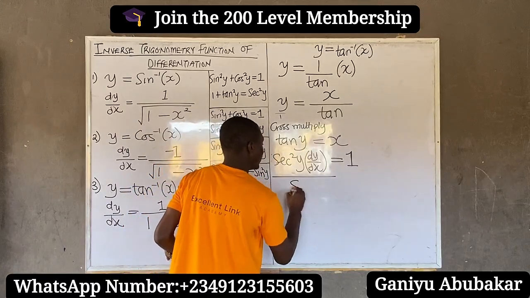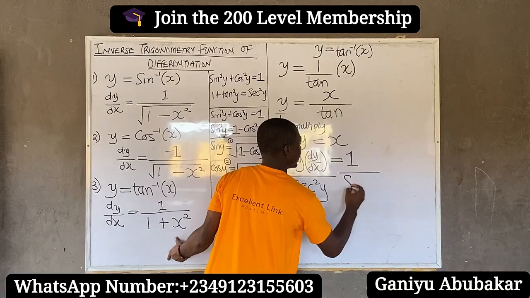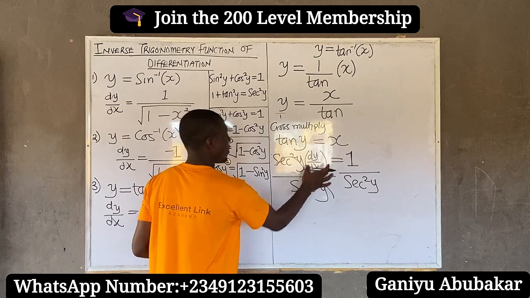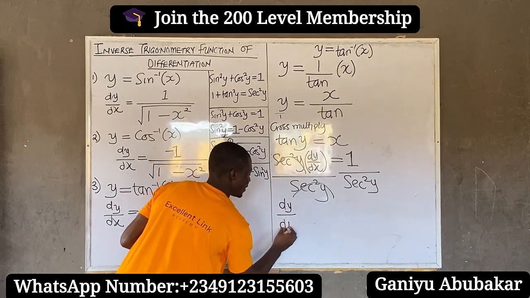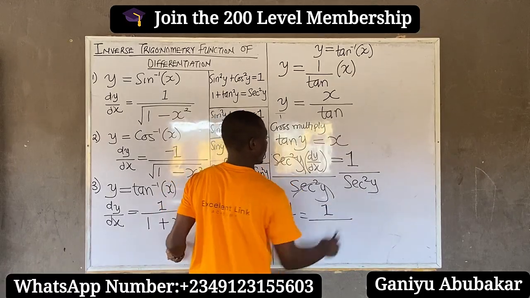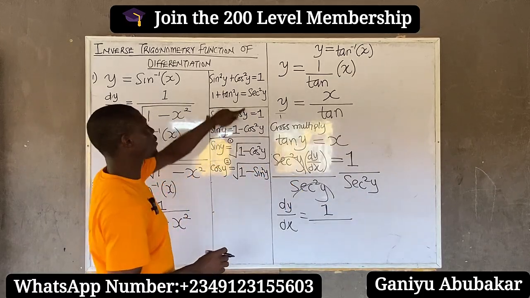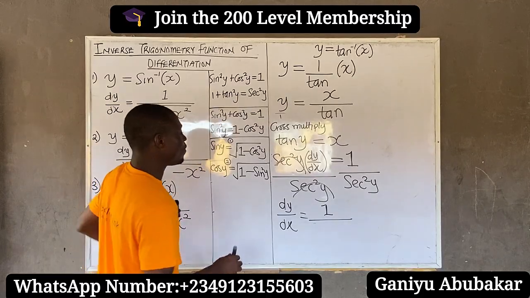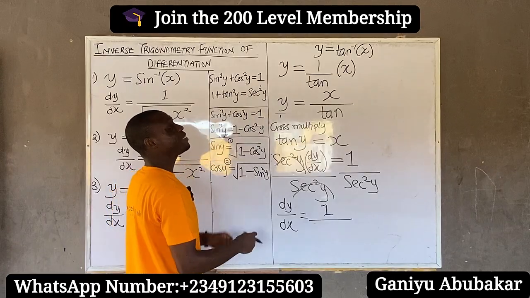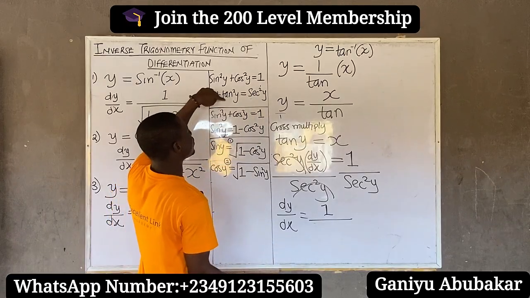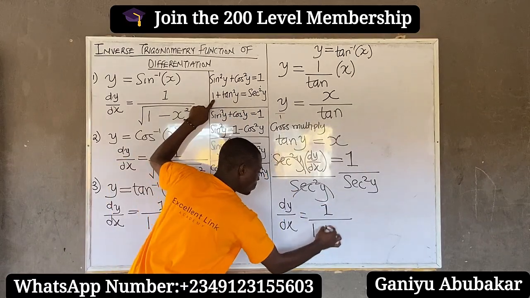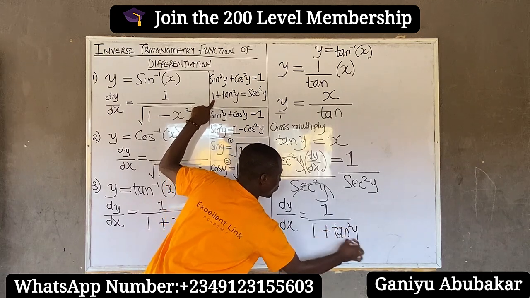At this junction, I will try as much as possible to make dy/dx the subject. So divide by sec squared y on both sides. It means this will cancel this. I'm left with dy/dx equal to 1 all over sec squared y. By the way, let's go back to this place. Anywhere I see sec squared y, I can replace it with 1 plus tan squared y.